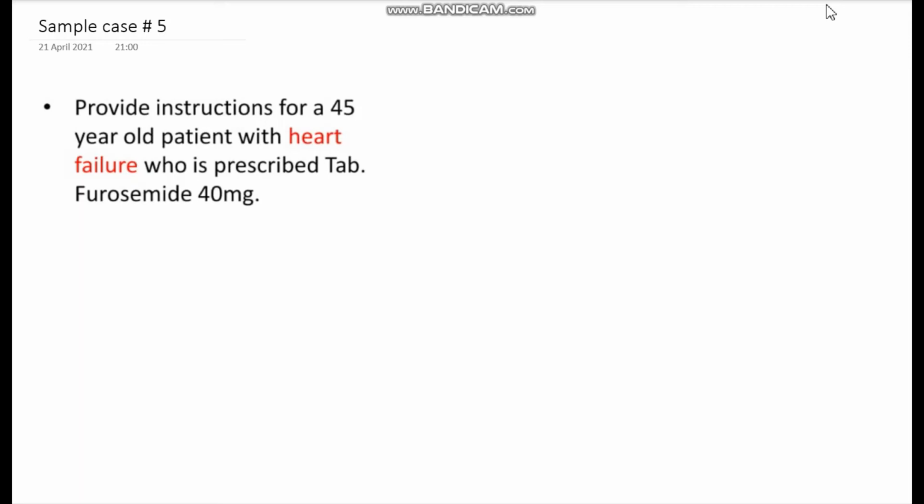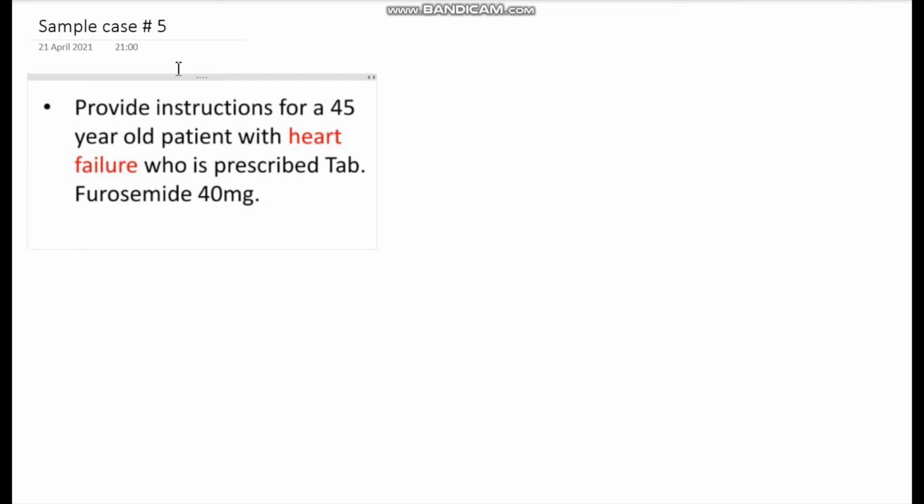Okay, so here comes sample case number 5, which is for a 45-year-old patient with heart failure who is prescribed tablet furosemide 40 milligrams. So in patients of heart failure, basically, there is decreased capacity of the heart to pump the blood, and so your prime approach is to reduce the volume in the vessels, the intravascular volume, so that there is decreased preload in the heart, and so better contraction is achieved.